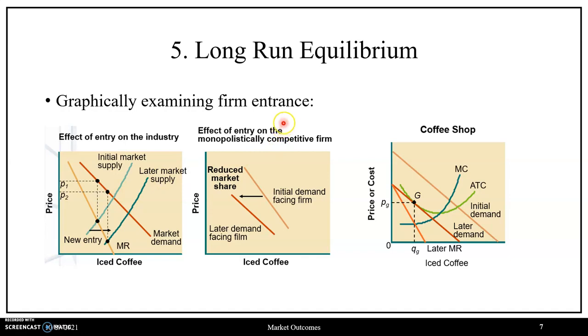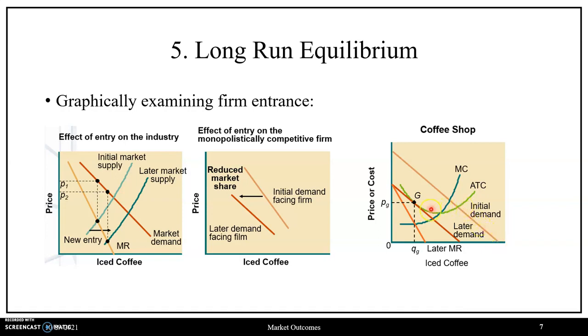At the same time, due to this new firm entrance, there is a leftward shift in the demand curve that an individual coffee shop faces. When we begin looking at this effect at our individual coffee shop, we have our initial U-shaped average total cost curve and our upward sloping marginal cost curve as before, as well as our initial downward sloping demand curve for this individual iced coffee shop's iced coffee.